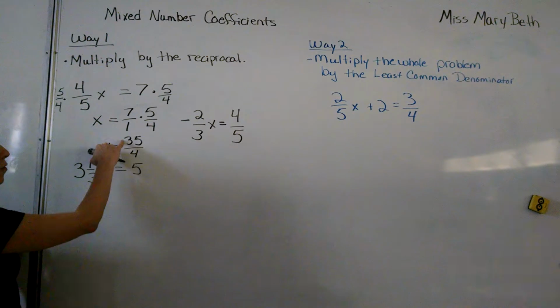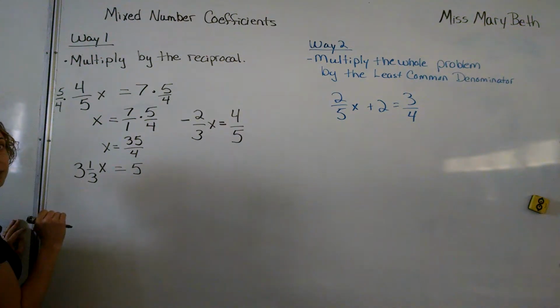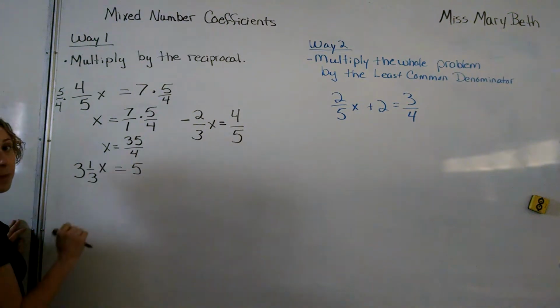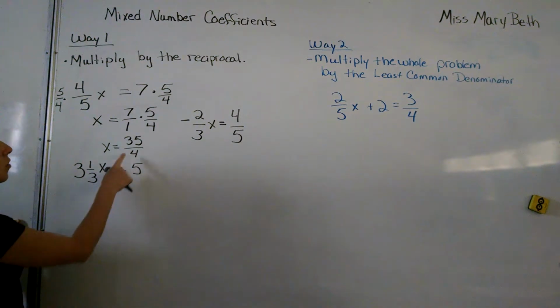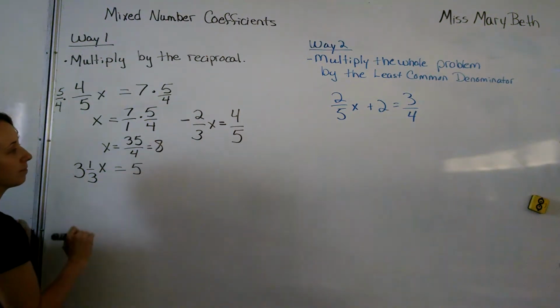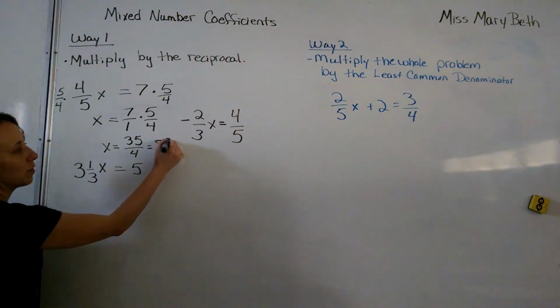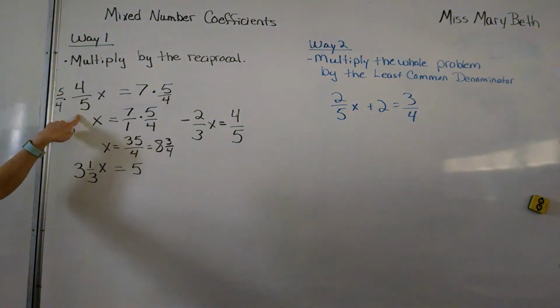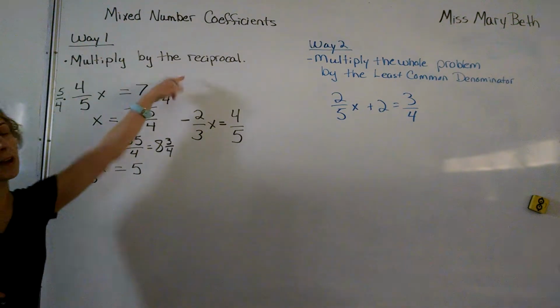I can reduce this number now, put it in simplest form. Ask myself, how many 4s can I get out of 35? That'll be my whole number. Whatever's left over would be my fraction. So 4 times 8 would be 32. That would leave me 3 left over. So we're solving with fractional coefficients by multiplying by the reciprocal.